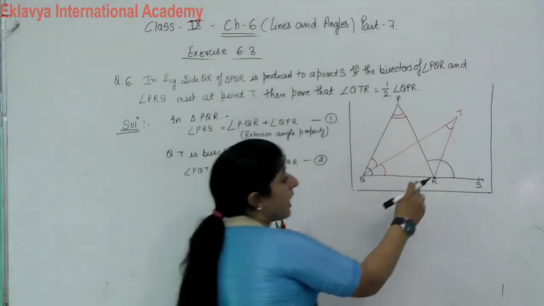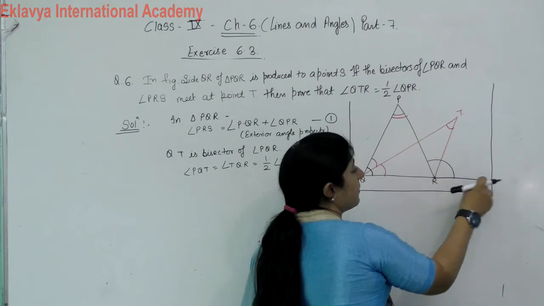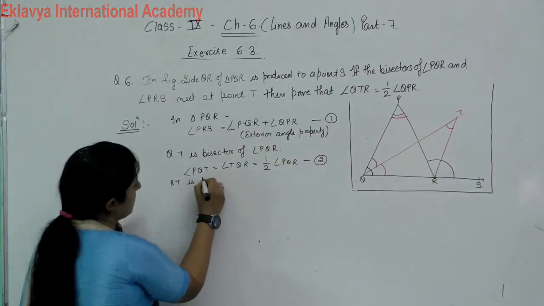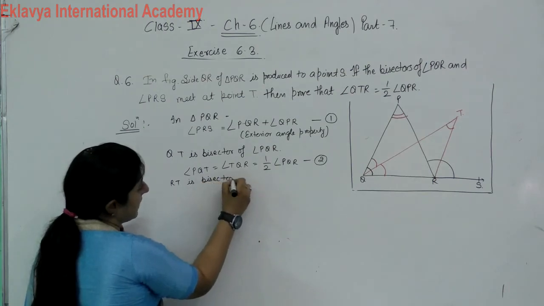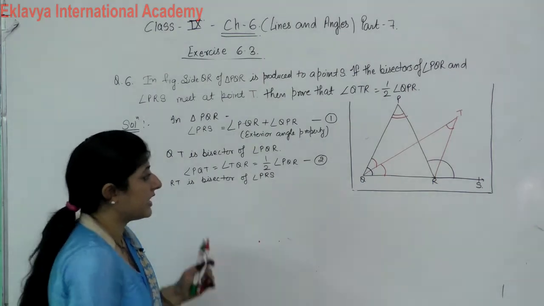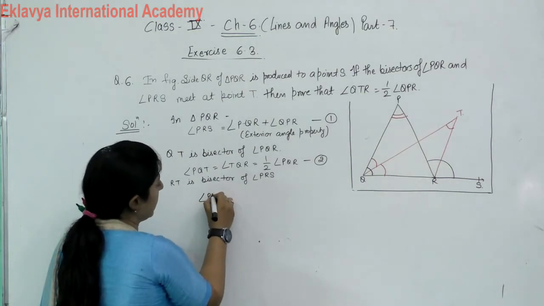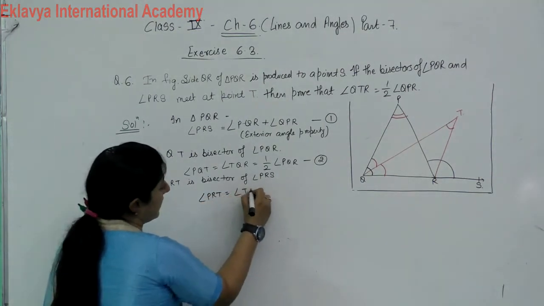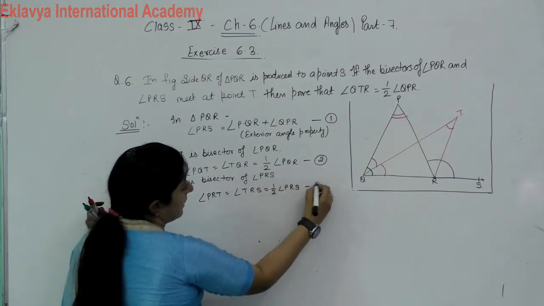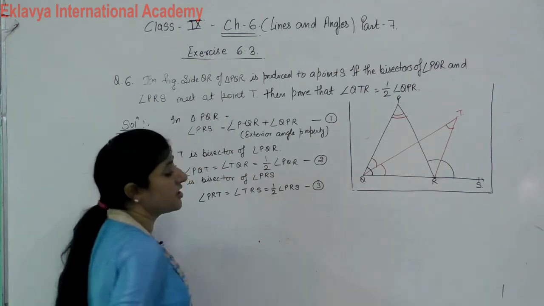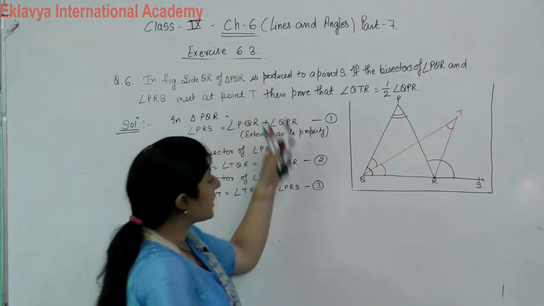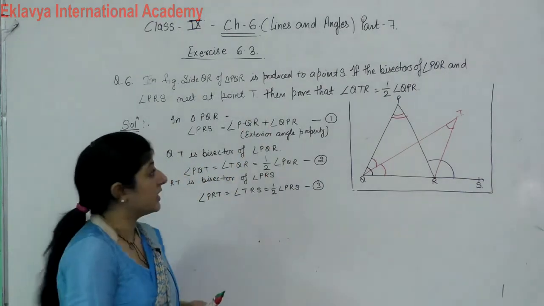Next, given to you, RT is the bisector of PRS. So write down RT is the bisector of angle PRS. Then the two parts, PRT and TRS, are equal to half of the angle PRS. This is equation third. This information is given to us. According to the given information, we have this result.